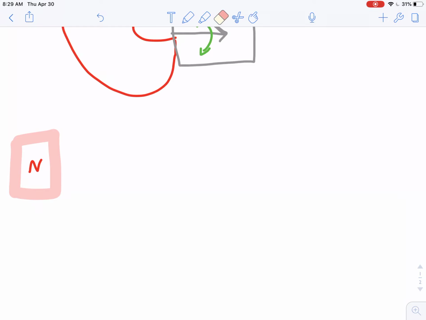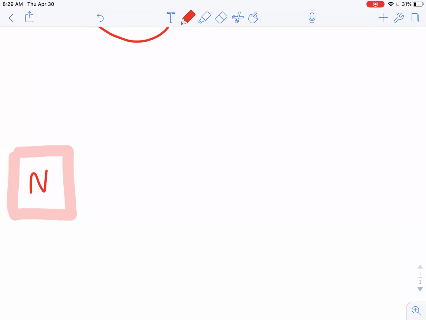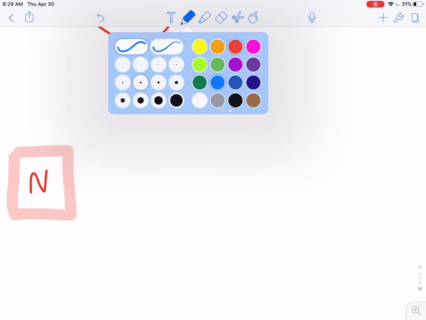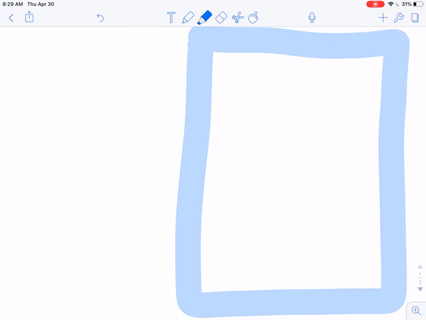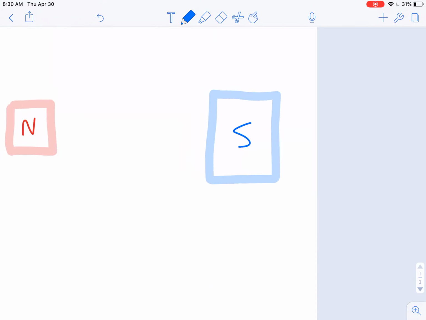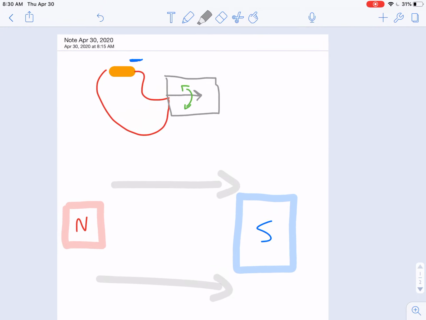That's going to be too close. We have our south magnet. Just to remember, we got north and south.